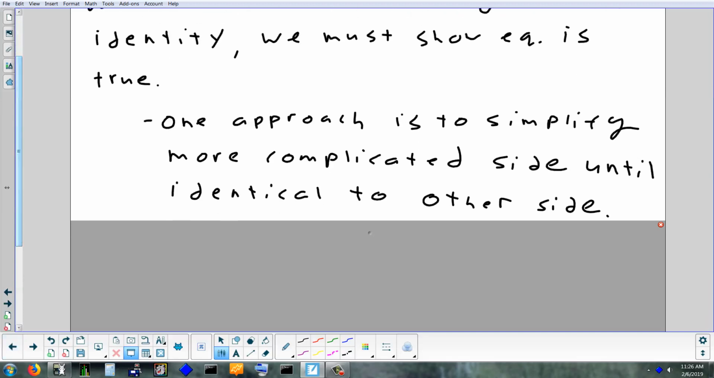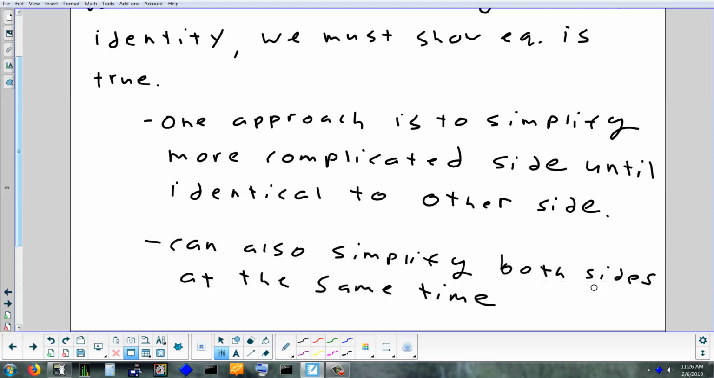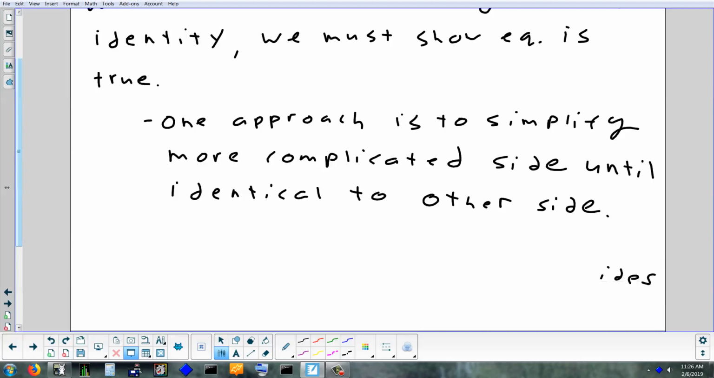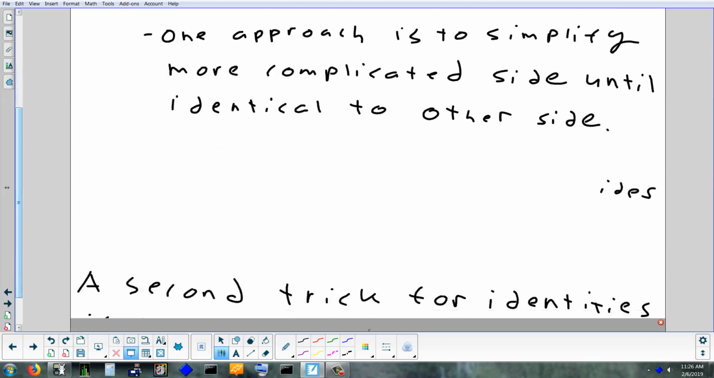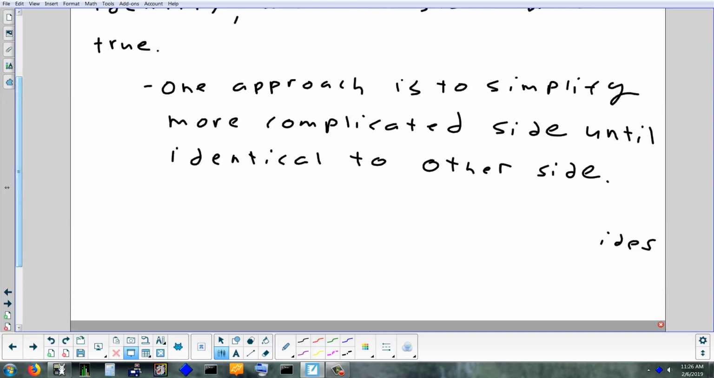Now, sometimes people that do trig identities, they kind of play with both sides at the same time. I think that's going to get confusing if you try that. In a verify problem, I would leave one side alone. Don't touch it. And then just play with the other side till you're done. Okay, so when you see verify, that's what it means.